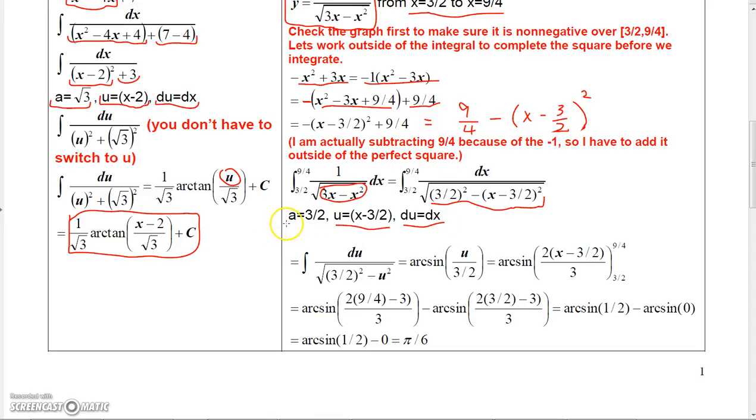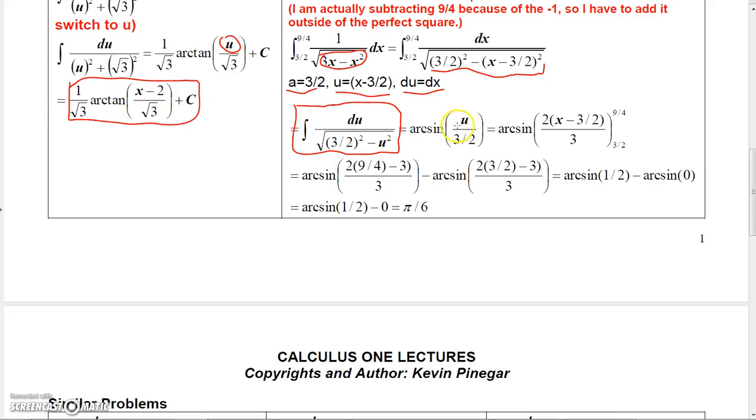And so what you're going to get is, and a of course is 3/2. Well, if you go back and look at your formulas, you'll see that this actually transcends into an arcsine formula where you have arcsine of u over 3/2. And arcsine of u over 3/2 would be the same as 2/3 times u, and since u is x minus 3/2, I can replace u with x minus 3/2.